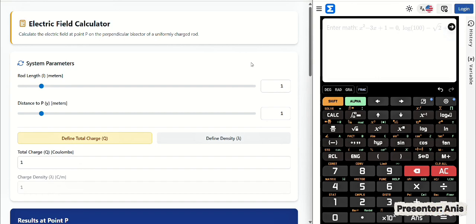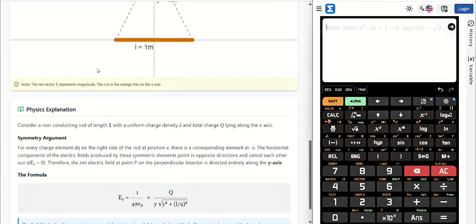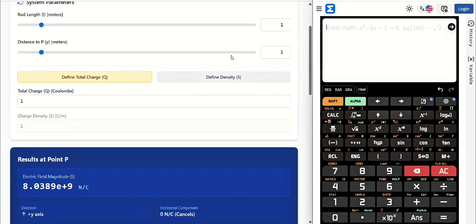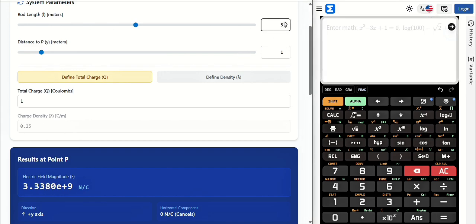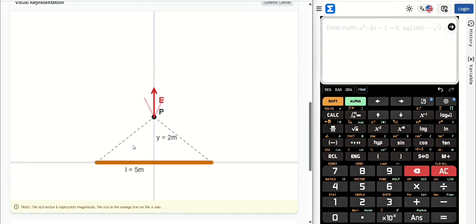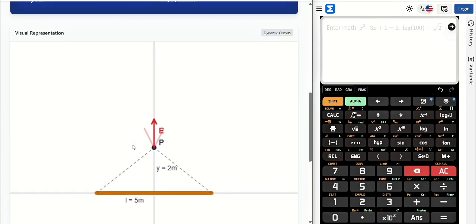Hi everyone. Now I'm going to test whether the application is accurate with physical calculation or not. So here we have the electric field calculator application. To compute the electric field, I will put the value of rod length as 5 meters and the distance to P as 2 meters. And the total charge I will put as 2 coulomb, and we got the result at point P, which is 2.8073 times 10 to the power of positive 9. And this is the visual representation for the value above.